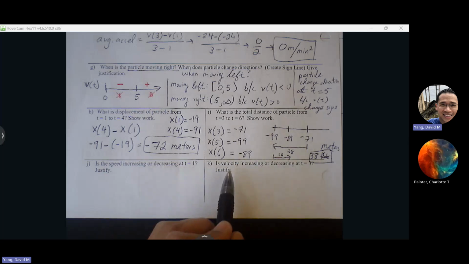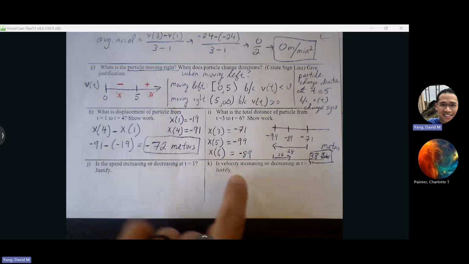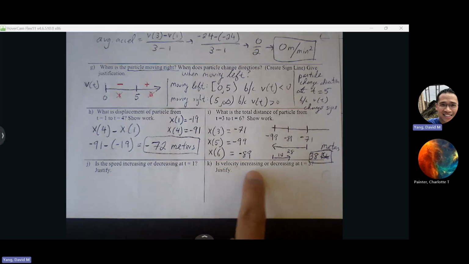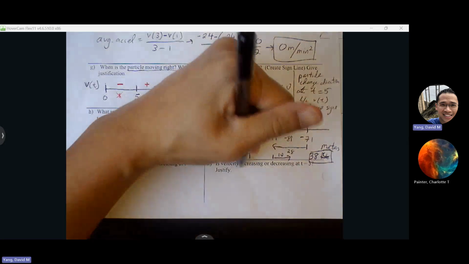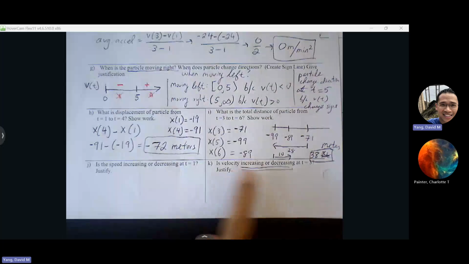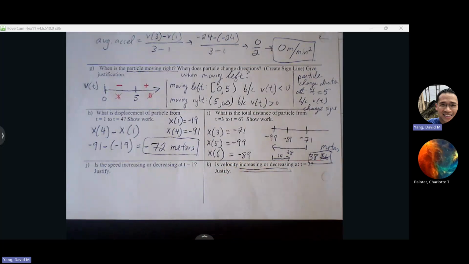Now for part K, is velocity increasing or decreasing? So the wording is similar, but you see the word velocity increase, decrease. This time we're looking at just what? Not velocity, acceleration. Okay, let me say it this way. Is velocity increasing or decreasing? This is basically saying, is velocity a positive or negative slope? And if you want to think about it that way, then you have to look at the slope information, right? Your acceleration is giving you slope information about velocity.